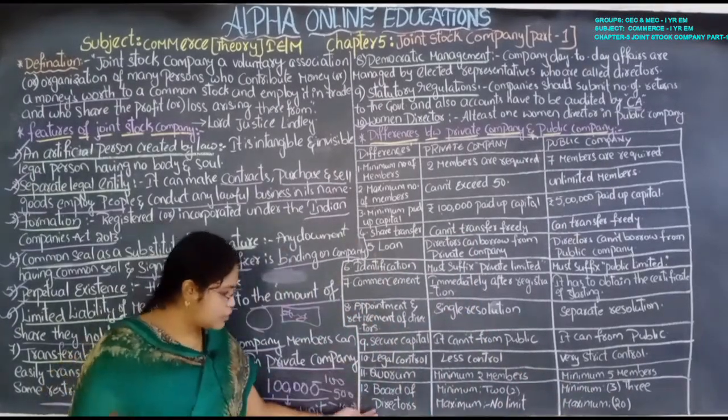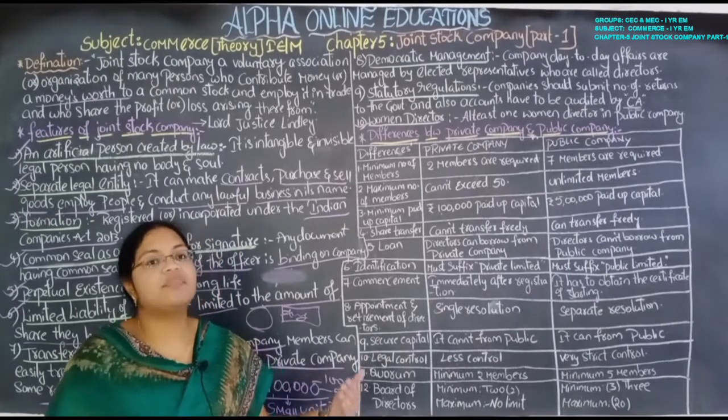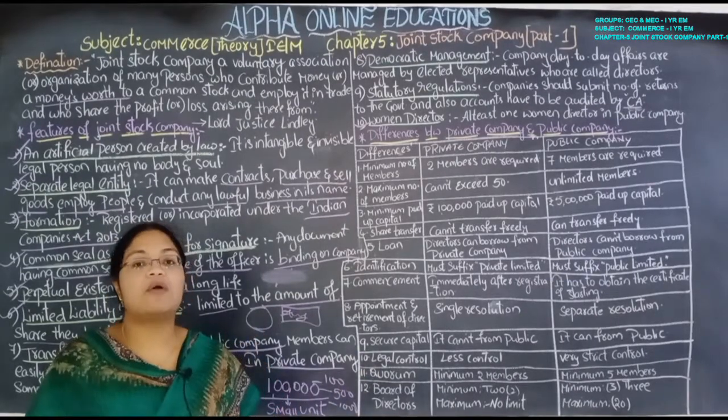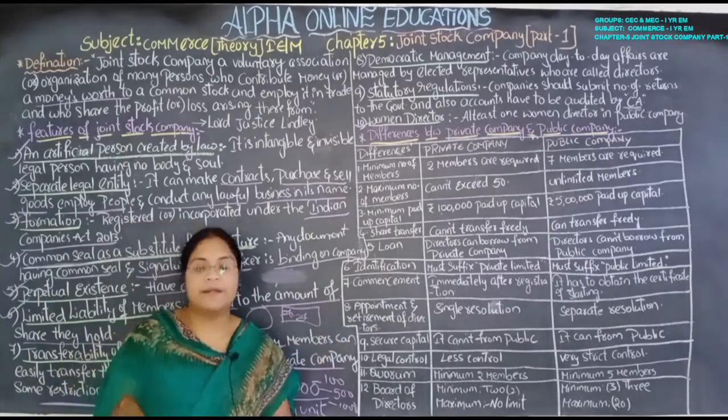We have the 13th point and 14th point also, which we will discuss in the next session. Along with that, we are going to discuss the advantages and disadvantages of a joint stock company.